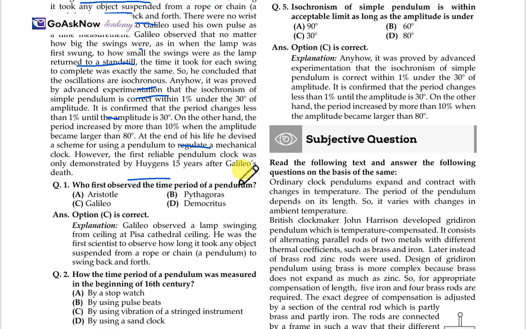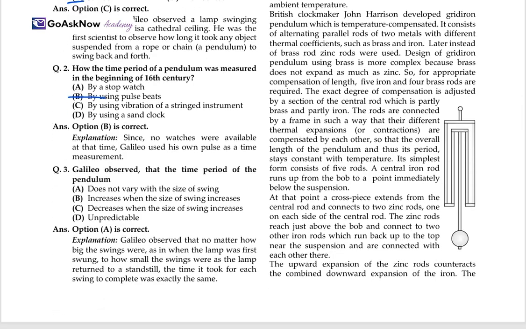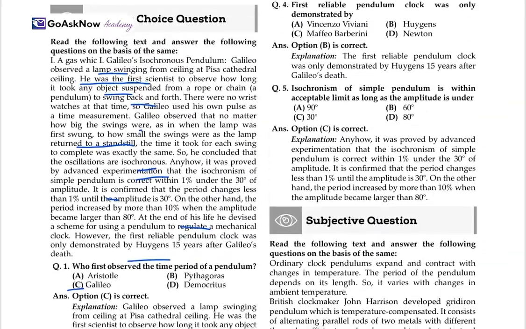So who observed the first time period acceleration? From the case only we know that it's Galileo who observed. Now for how long was the time period of the pendulum measured? It was measured in the beginning of the 16th century, with the help of pulse beat only. Galileo observed the time period of the pendulum does not vary with the size of the swing. From the case only, all the questions are very clear.